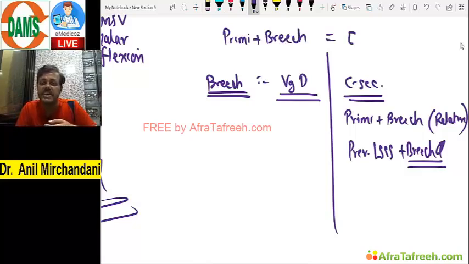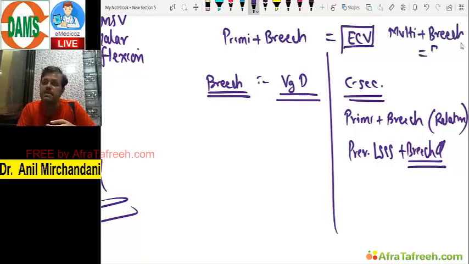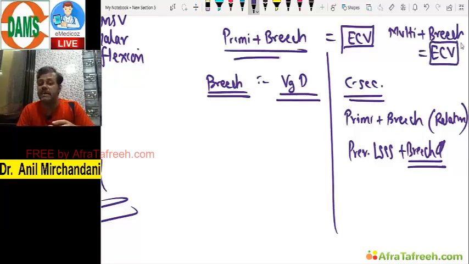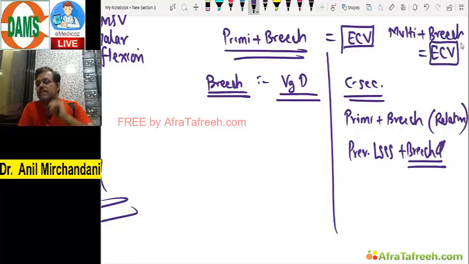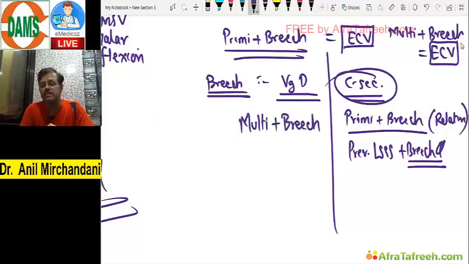Otherwise, same thing, primi plus breech, the answer would be ECV, external cephalic version. Multi plus breech, the answer would be the same, external cephalic version. But if they are in active labor, then primi plus breech should go for cesarean section. Multi plus breech should go for vaginal delivery.